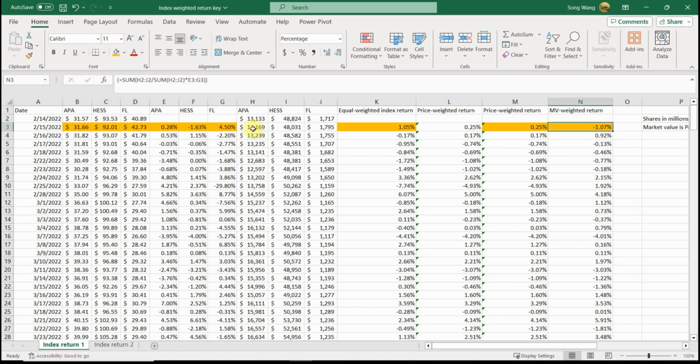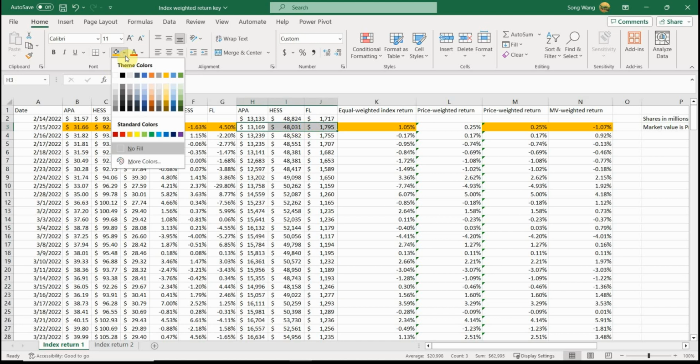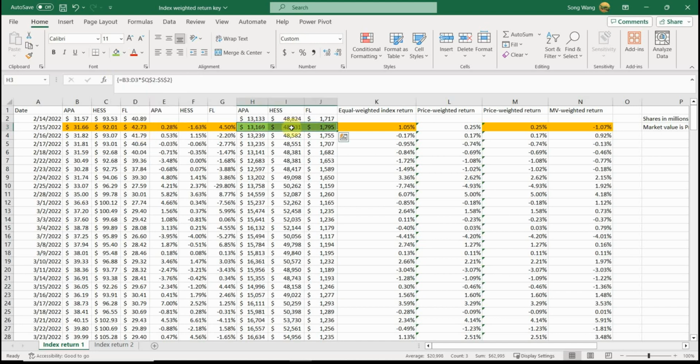And for the market value, you will see that Hess market value is much larger, to a larger extent compared to the prices. The market value for Hess is much larger than the other two. And you will see then the index is further driven, or more dependent, on Hess because Hess market value is much larger. All right, so this practice is done.